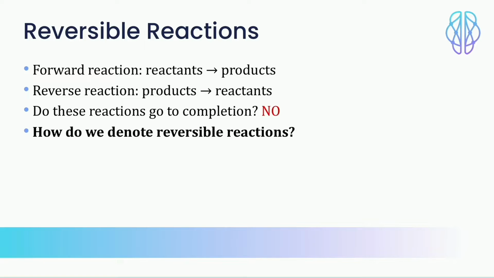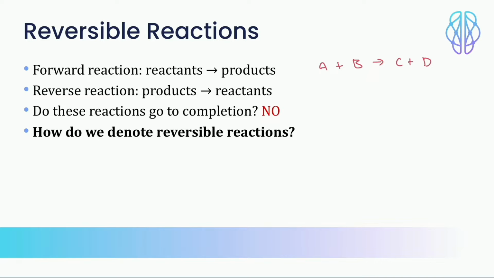Reversible reactions. Now, previously, you guys would have explored just a forward reaction. So again, I'm going to use some arbitrary values. A forward reaction of A plus B going to C plus D. So we have reactants going to products. That is our forward reaction. This is something you guys would have typically seen and been typically working with.